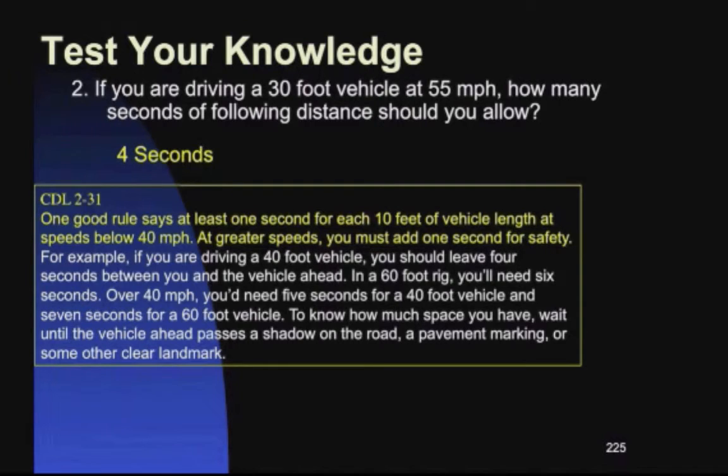Four seconds. One good rule says at least 1 second for each 10 feet of vehicle length at speeds below 40 miles per hour. At greater speeds, you must add 1 second for safety. For example, if you're driving a 40-foot vehicle, you should leave 4 seconds between you and the vehicle ahead. In a 60-foot rig, you'll need 6 seconds. Over 40 miles per hour, you'll need 5 seconds for a 40-foot vehicle and 7 seconds for a 60-foot vehicle. To know how much space you have, wait until the vehicle ahead passes a shadow on the road, a pavement marking, or some other clear landmark.